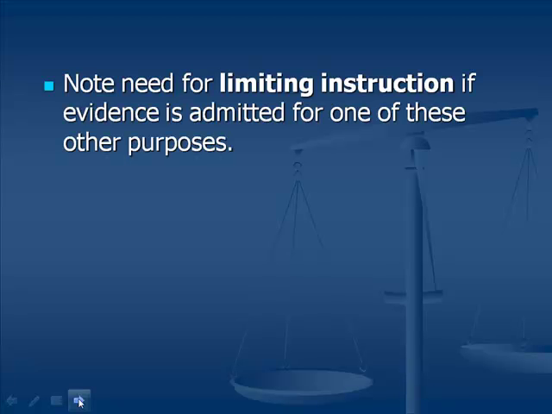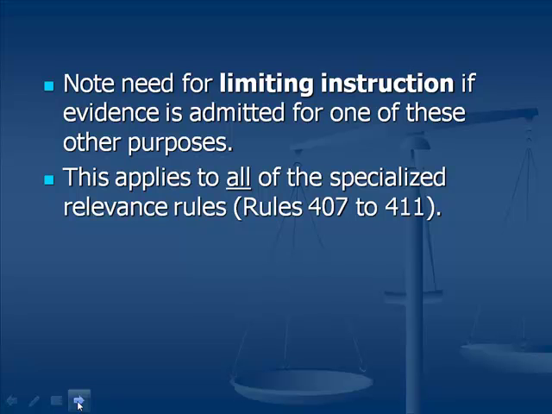Remember, any time that evidence is introduced for a non-prohibited purpose, the judge may issue a limiting instruction to the jury. For example, the judge might say, members of the jury, you have heard evidence that the defendant's expert witness shares the same mutual insurance company as the defendant doctor. This evidence is only admissible on the issue of whether that witness might be biased in favor of the defendant. It's not admissible to show that the defendant was or was not negligent. It applies to all of the specialized relevance rules, not just the one about insurance.